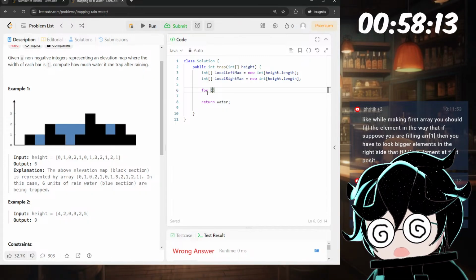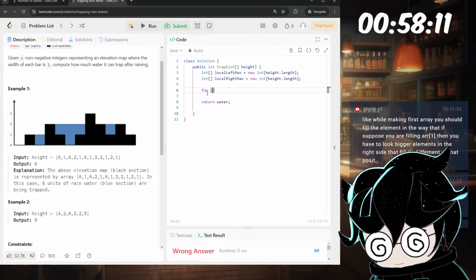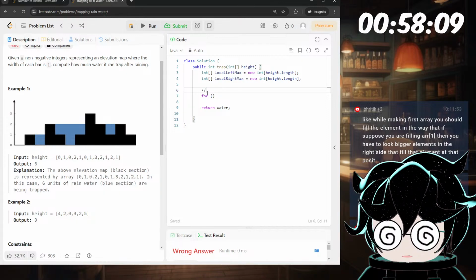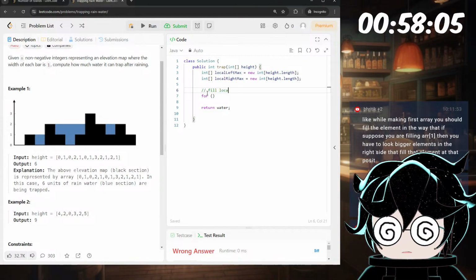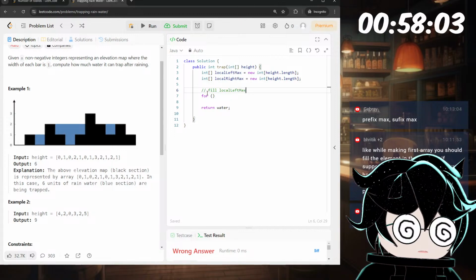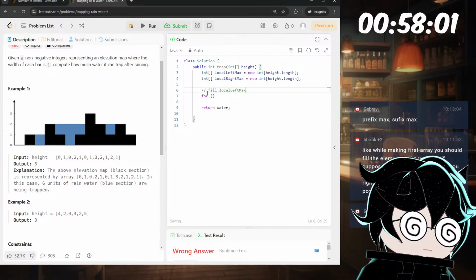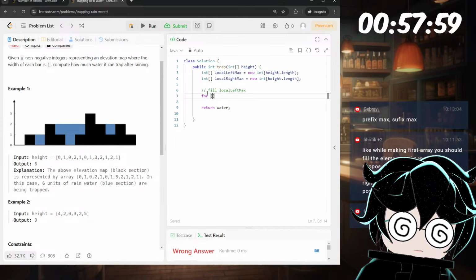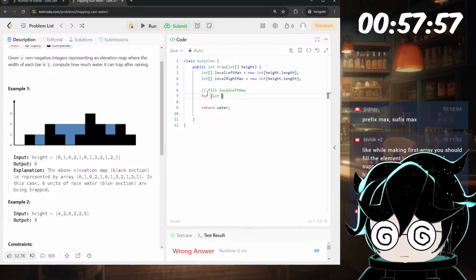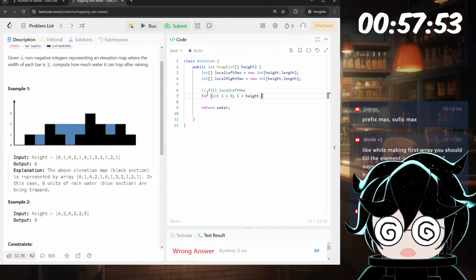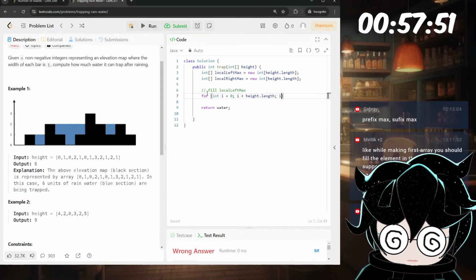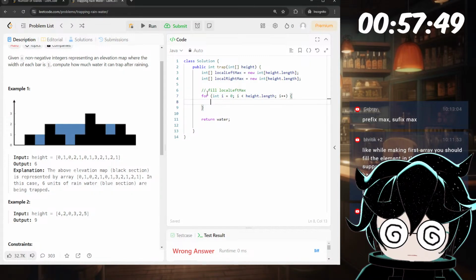Okay, let's fill... So this part here, fill local left max. Prefix max, suffix max. Oh, okay. Okay, I know what you're saying then. 0, i is less than height length, i plus plus. Okay.